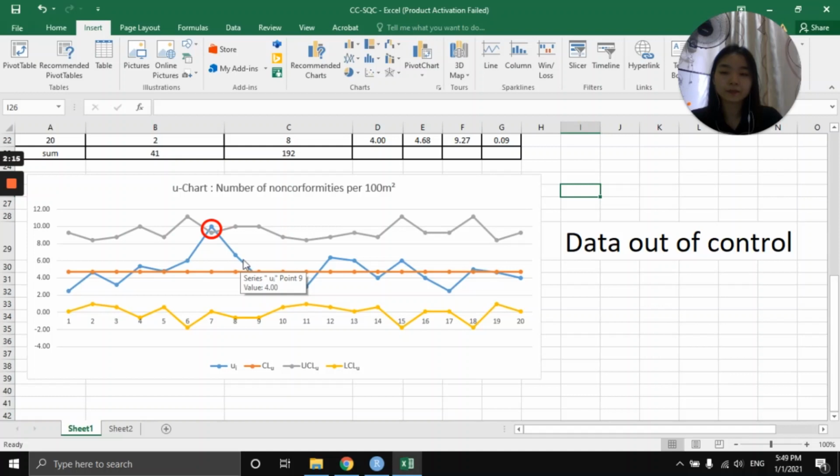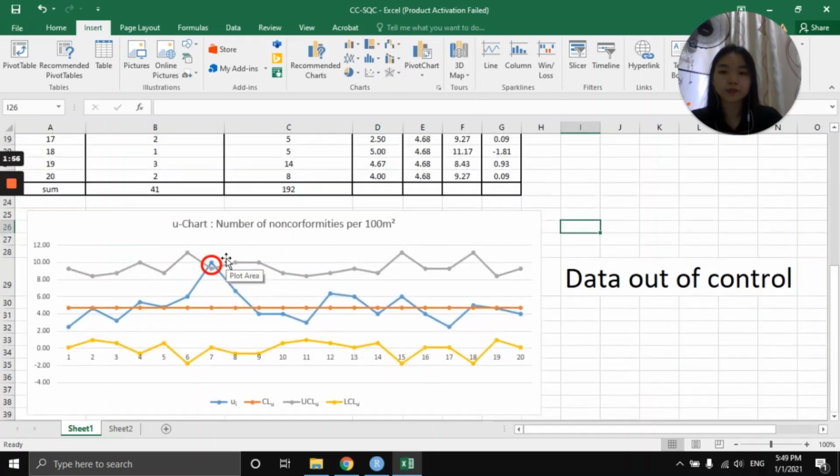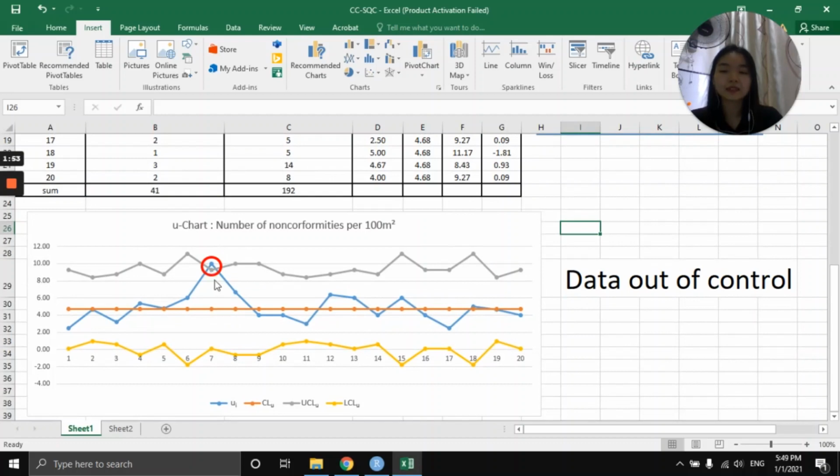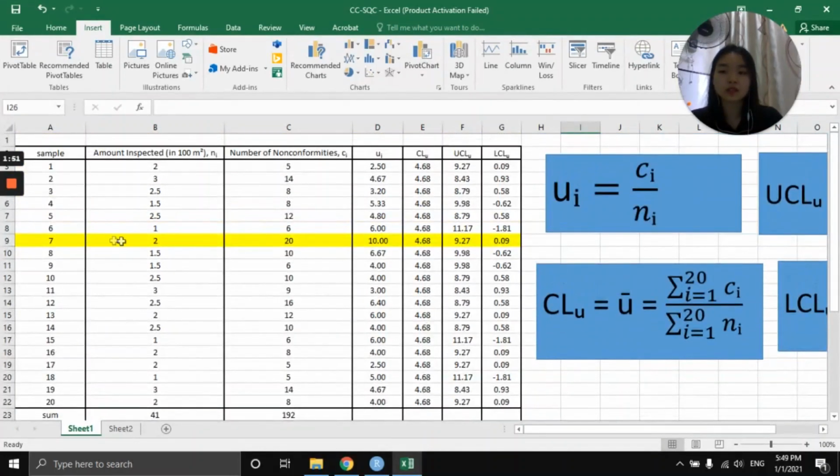From this graph, we can see that sample number 7 is higher than the upper control limit, so we know that the data is out of control. So we need to delete this sample number 7, which is this whole data, and recalculate and redraw the U chart again.